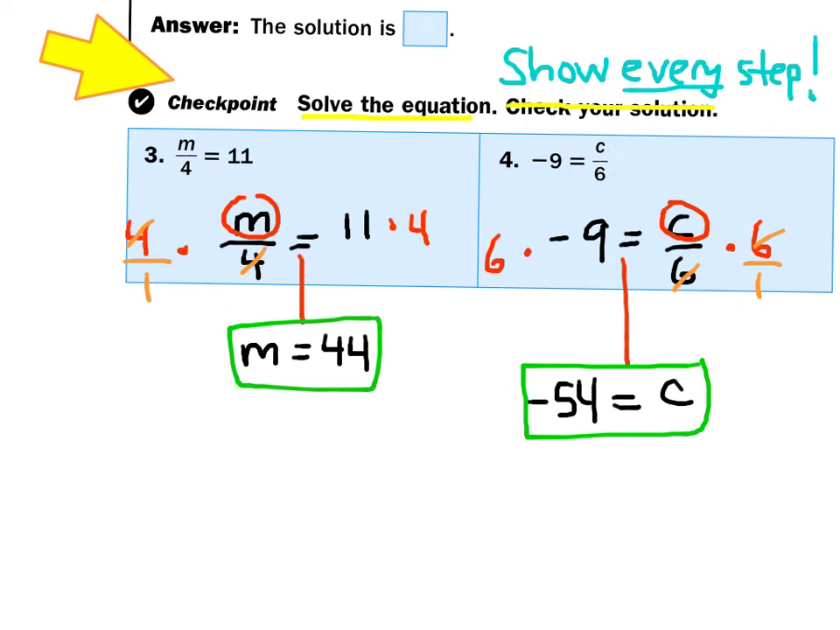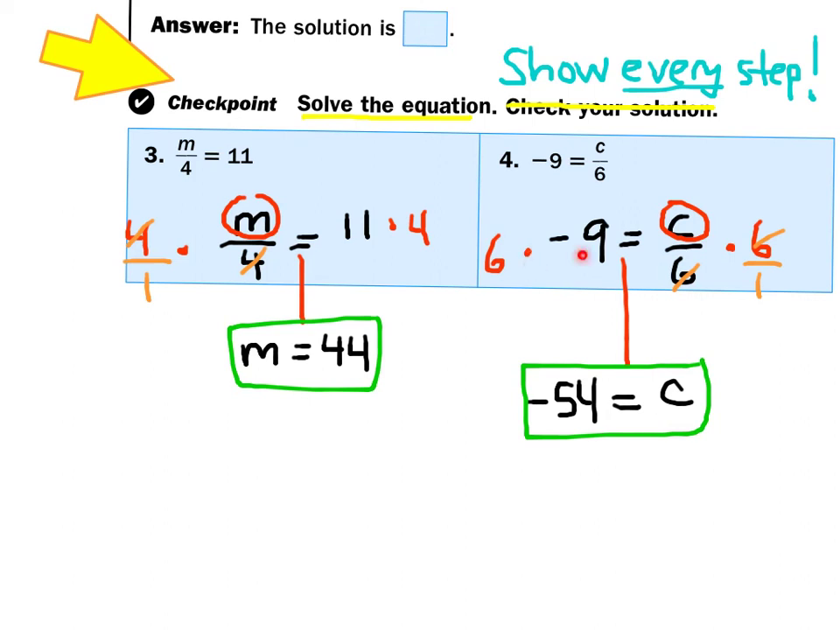So copy the equation, negative 9 equals c over 6. And then circle the variable and bring the wall down underneath the equal sign. And now look at what's touching the circle. It's dividing by 6. So the inverse of dividing by 6 is to multiply by 6. Whatever we do on the left-hand side of the equal sign, we have to go over here and do the same thing on the right-hand side of the equal sign. And then we just simplify.